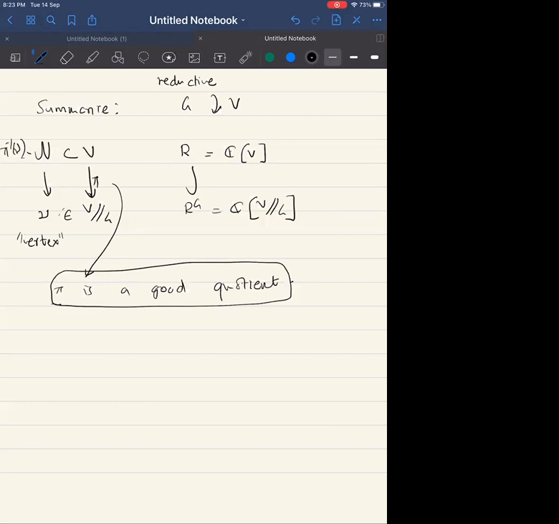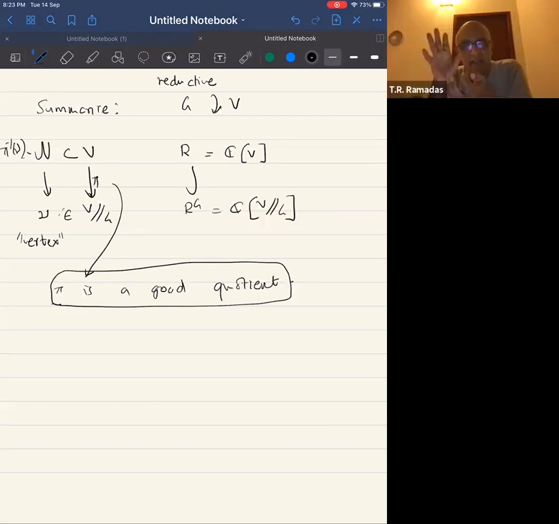Now, all this I've been speaking a little set theoretically. If you want to talk in ideal theoretical terms, when you take images and inverse images, you should take scheme theoretic images and scheme theoretic inverse images, etc., to be entirely correct.